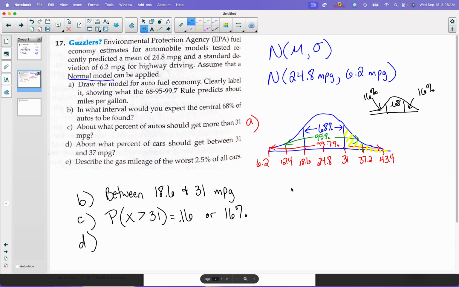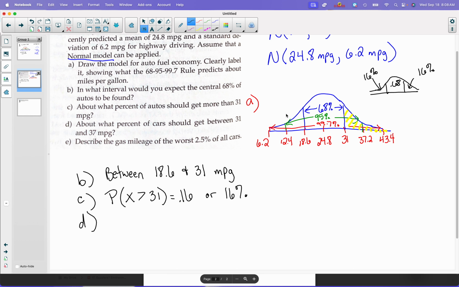So part D, about what percent of cars should get between 31 and 37? Now we're not going to be able to do this exactly. 37 is close to 37.2, but not exactly. So I'm kind of looking for this portion right here. So I know that this whole side that we just calculated is 16. And we know that from 12.4 to 37.2, that's 95. So take 100 minus 95, and these little tails here, you get 5%, you have to split in half. So we have 2.5% on this side, and 2.5% on this side.